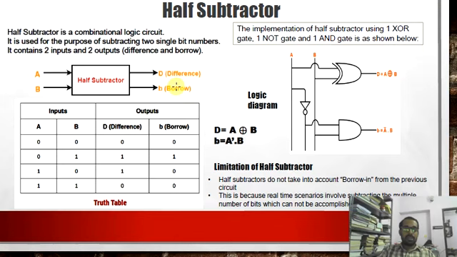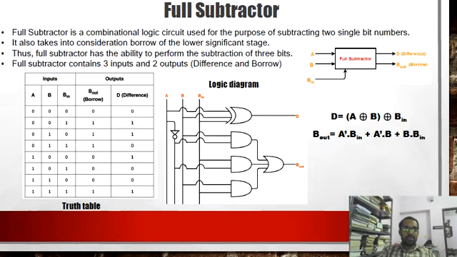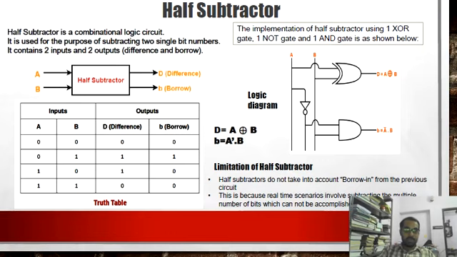So that is the input from the previous state. As you can see, that will be the borrow from the previous state. So the half subtractor doesn't consider the borrow input from the previous state, whereas in the full subtractor we consider the borrow generated from the previous state.